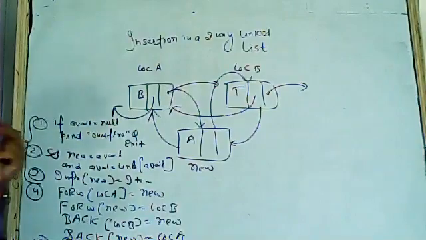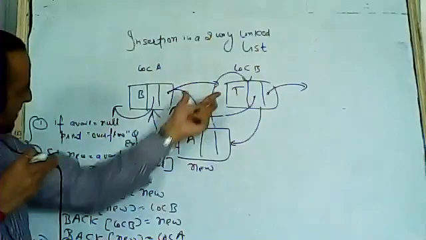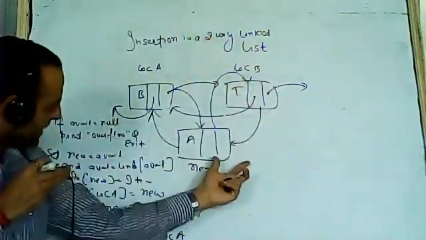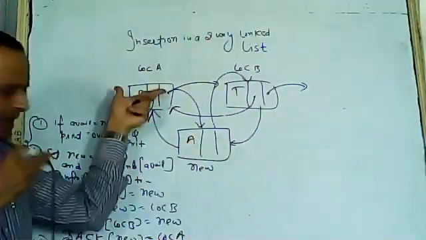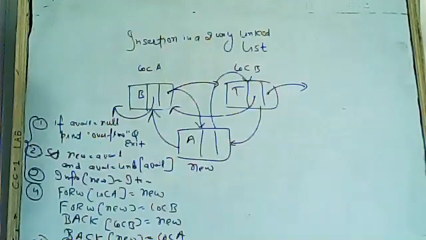This is correct. So the forward of location A will be the new node, because it will be inserted after location A. And what is the forward of new? Location B. What is the backward of location B? New. And what is the backward of new? Location A. Is it clear? Yes, sir. Should we move now? Yes, sir. Should I erase this? Yes, sir.